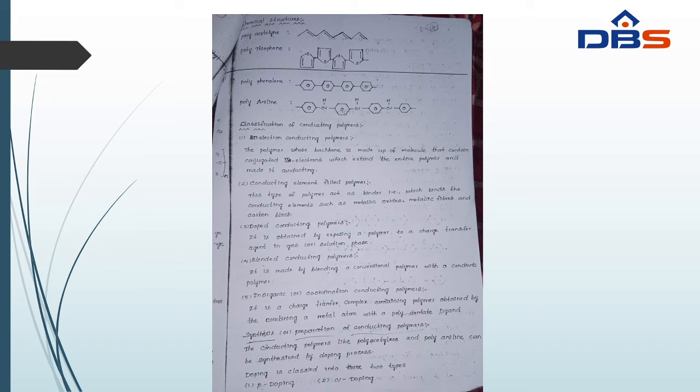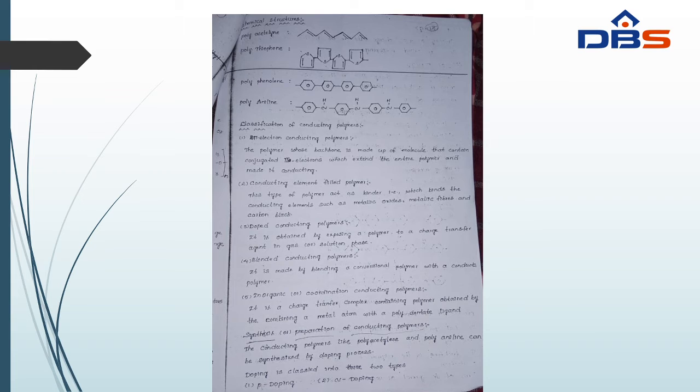And fifth one, last one, inorganic or coordination conducting polymers. It is a charge transfer complex containing polymer obtained by combining a metal atom with polydentate ligands. That is called inorganic or coordination conducting polymers.